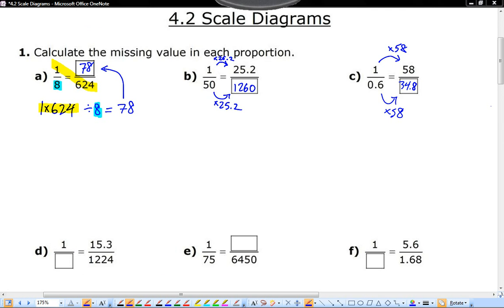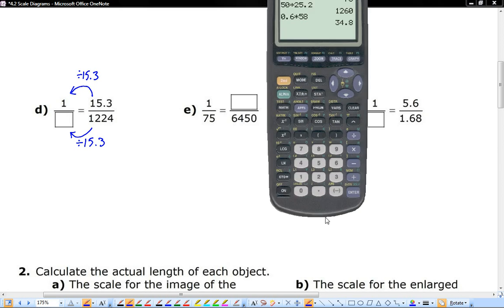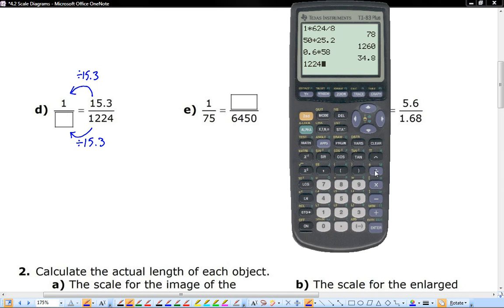Alright, next, take a look at the next three. This is going in the opposite direction. So we've got the equivalent fraction, we want to work backwards to here, backwards to the 1. So since we're moving backwards here, we're actually dividing the 15.3 by 15.3 in order to get 1. And so I'm going to do the same thing to the denominator in order to get that equivalent fraction. And in this case it's 1224 divided by 15.3, and this gives us 80 as the value that goes in there for the missing value.